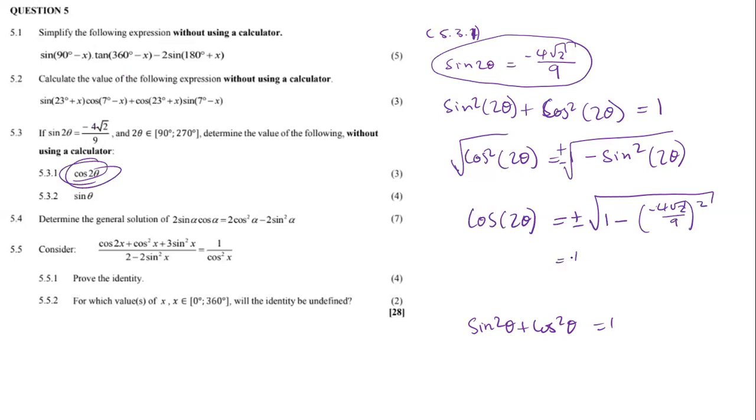So in this case, you're going to have plus or minus square root of, let's see, 1 minus what is negative 4 to the power of 2. Definitely that will give us 16, multiplied by square root of 2 to the power of 2. That will give us 2. What is 9 to the power of 2? That will give us 81. And then we have plus or minus.